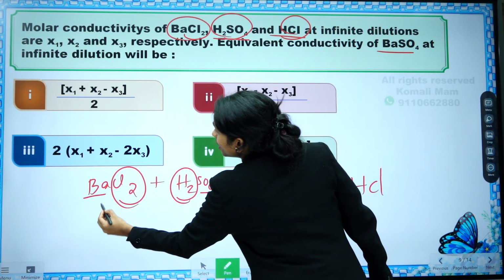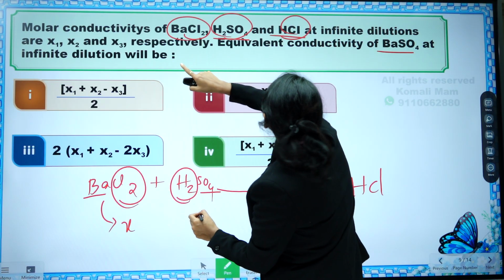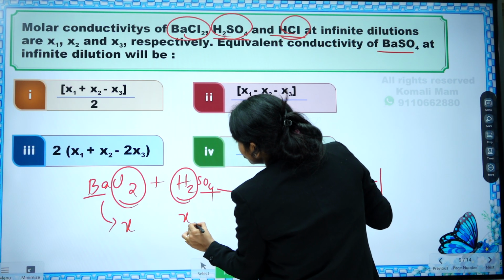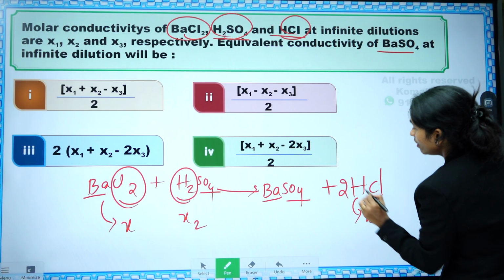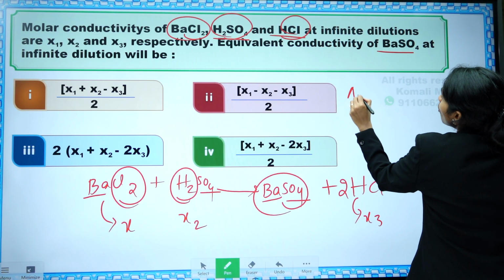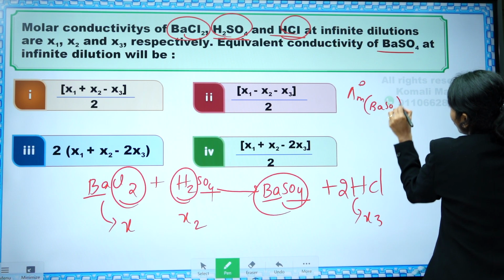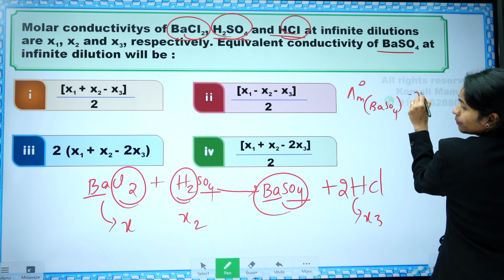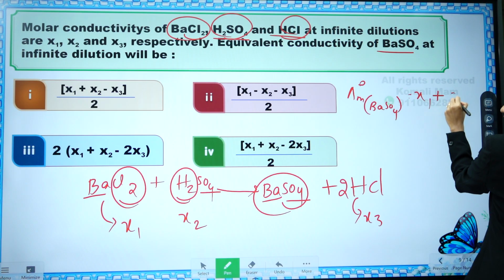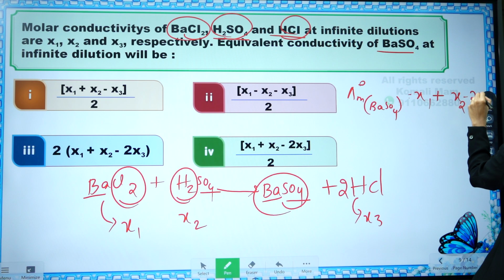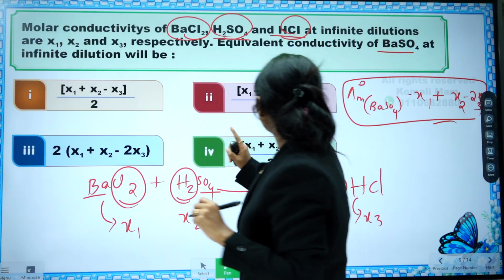So the barium chloride value is given as X1. H2SO4 is given as what? X2. And HCl is given as X3. Then we want barium sulfate. Molar conductivity at infinite dilution of barium sulfate is equal to X1 plus, next is X2. If it goes that side, 2X3 minus. X1 plus X2 minus 2X3.